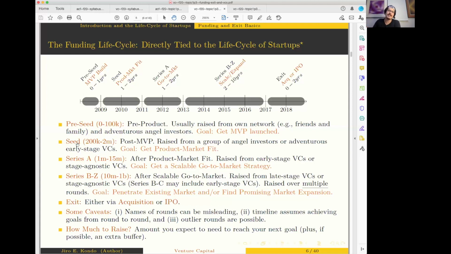But again, remember the seed stage, as I said, is post MVP. This is where you're launching and trying to see how the market reacts to this. That's usually raised from angel investors. Some adventurous VCs are also willing to make seed stage investments, but not every early stage VC makes seed investments, right? So this points out another bit of practical advice for anyone who's eventually someday a founder: you always want to do your due diligence on VCs.